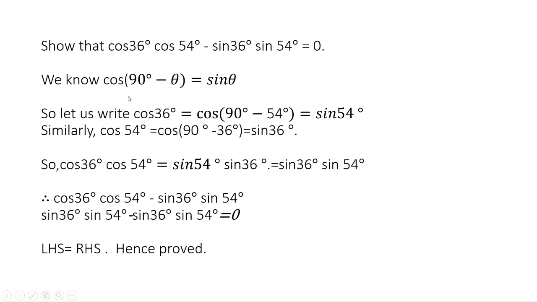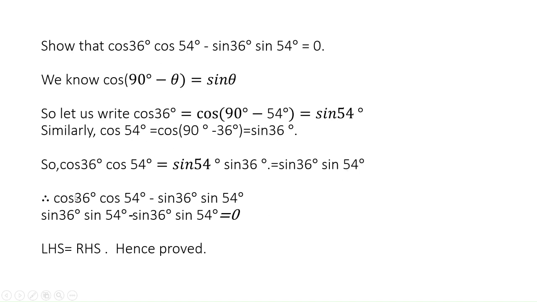But what do we need to prove here? We need to prove cos 36 into cos 54 minus sin 36 into sin 54 is 0. But we have converted cos values into sin values. So obviously, cos 36 into cos 54 is nothing but sin 54 into sin 36, that is nothing but sin 36 sin 54. Just we are substituting those values here.